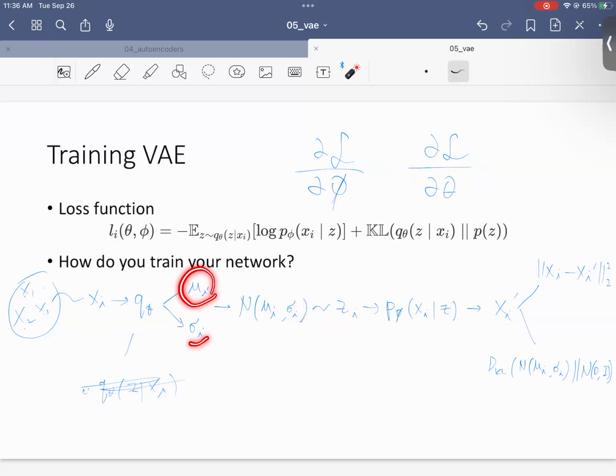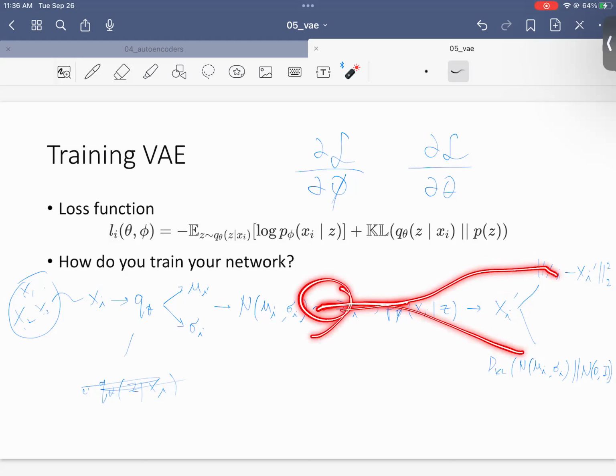As I said, your encoder will provide these two parameters, mu and sigma, and then based on that, you build a Gaussian distribution. From that Gaussian distribution, you sample Z, and then you plug that Z into a decoder. So there's a sampling part, and you can sample as many Z's as you like, say 100 Z's, and get 100 Xi primes. The problem is that differentiation cannot pass through sampling. All your steps must be deterministic in order for backpropagation to work. So that's the whole thing.